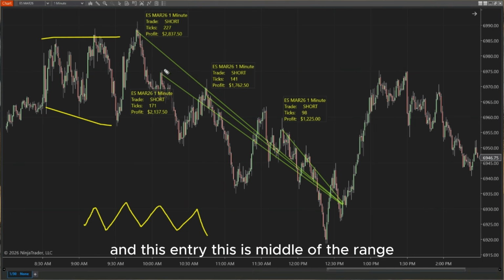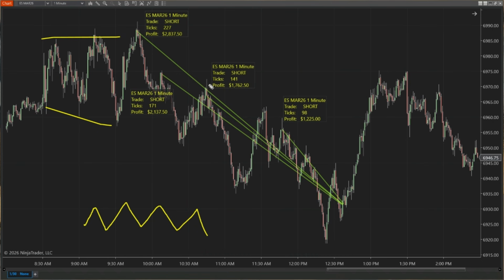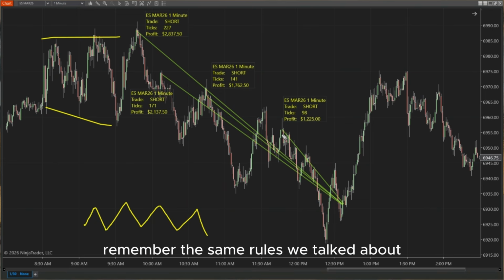And this entry, this is the middle of the range. How did I take the short here? And then why did I take a short here? The same rules. Remember the same rules we talked about? You should see the strong liquidity.